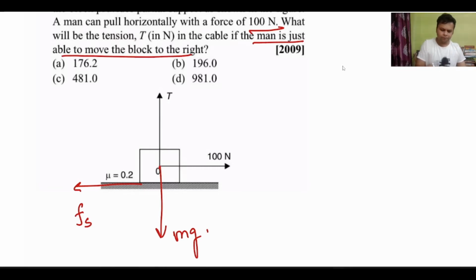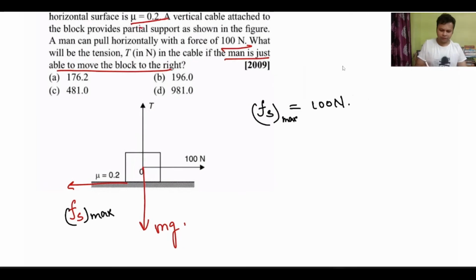It means that the force 100 Newton is equal to Fs. In fact, Fs is the maximum static friction, so it should be Fs max. That is the limiting friction because the block is about to move. Fs max is equal to 100 Newton. So what is Fs max? Can I say Fs max is equal to mu into normal reaction N, which is equal to 100 Newton?